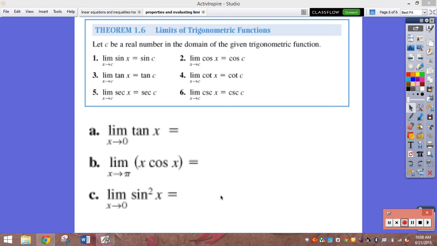So that is how you evaluate limits algebraically. And next week we will delve into those cases where you cannot use direct substitution. But for now, these are pretty straightforward.